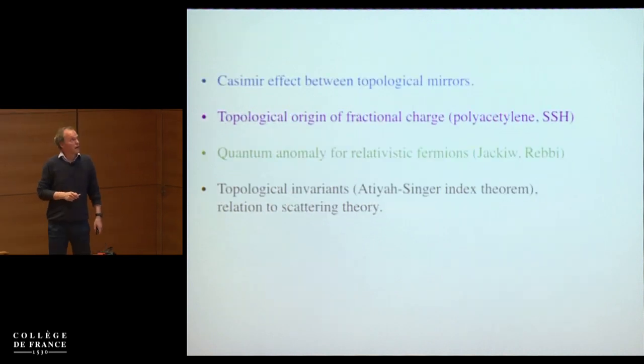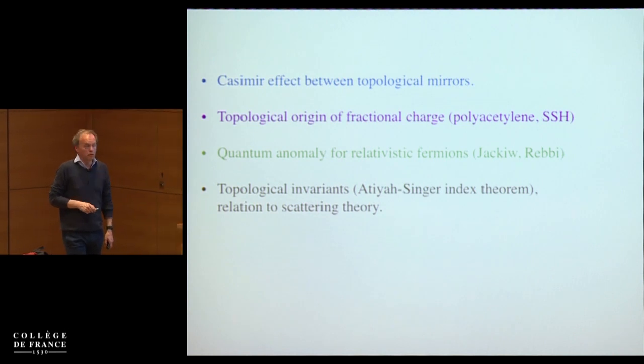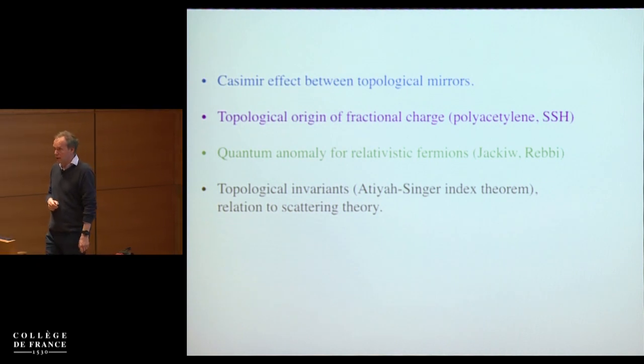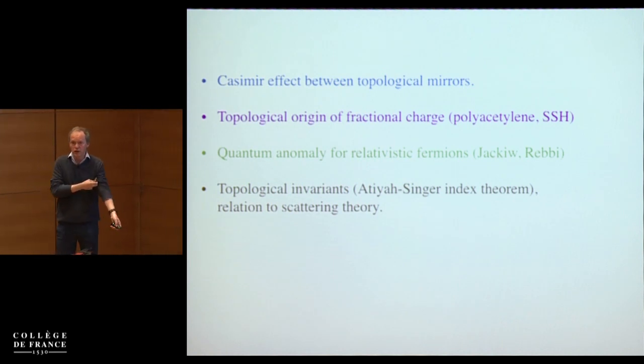This is an interesting system to look at the Casimir effect between such topological mirrors. It is also interesting to understand the topological origin of fractional charge. Fractional charge is something that is extremely well known in other systems. One is polyacetylene, which is described by the SSH Su-Schrieffer-Heeger model. It's also a very interesting system to study the quantum anomaly for relativistic fermions, as put forward by Jackiw and Rebbi many years ago. In fact, I have a nice intermezzo on this, but I gave up for this time. But I hesitated for a long time.